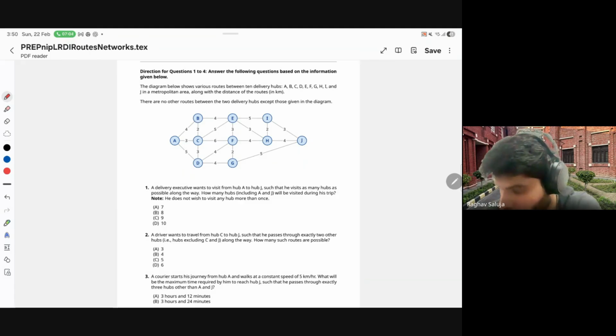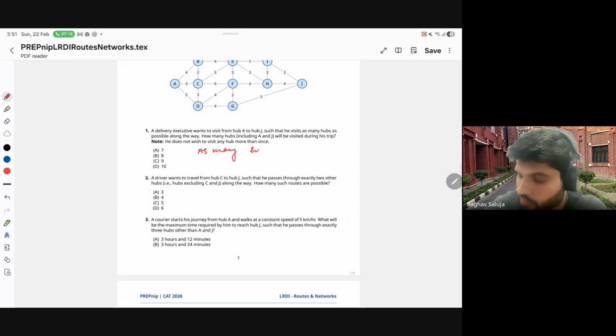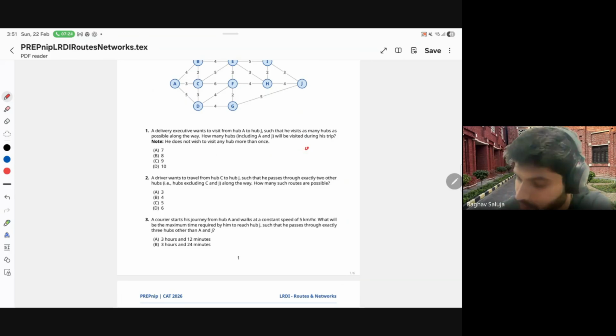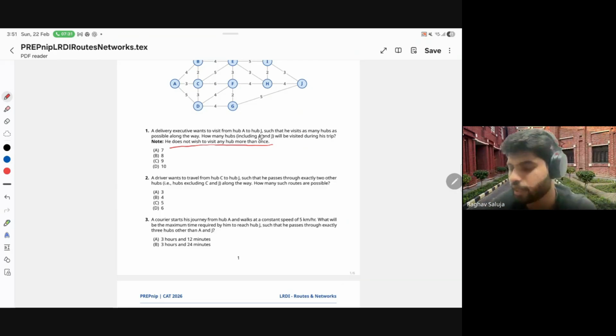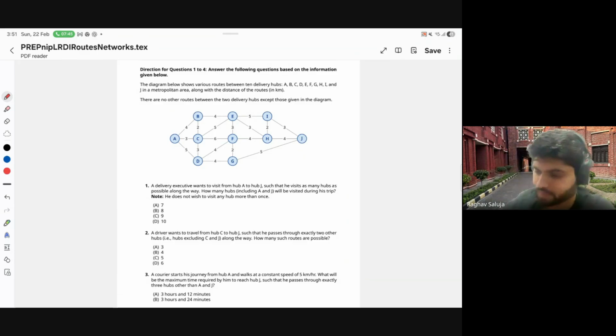A delivery executive wants to visit from hub A to hub J such that he visits as many hubs as possible along the way. How many hubs will be visited during his trip? And the note is he does not wish to visit any hub more than once. It means if you have already gone to B, you can't come back to B. You have to be at a hub only once. And we want the maximum number of hubs that he can visit.